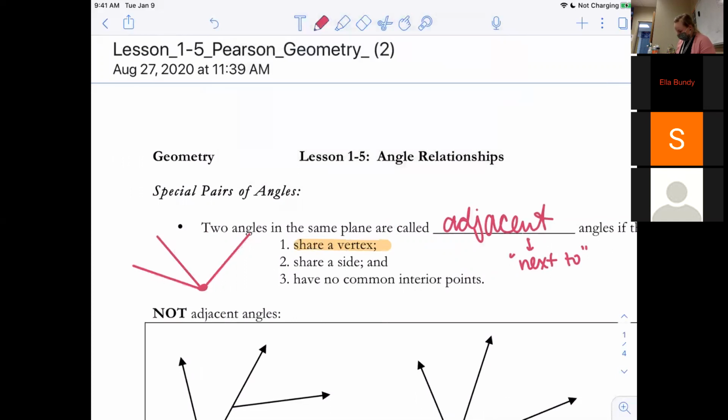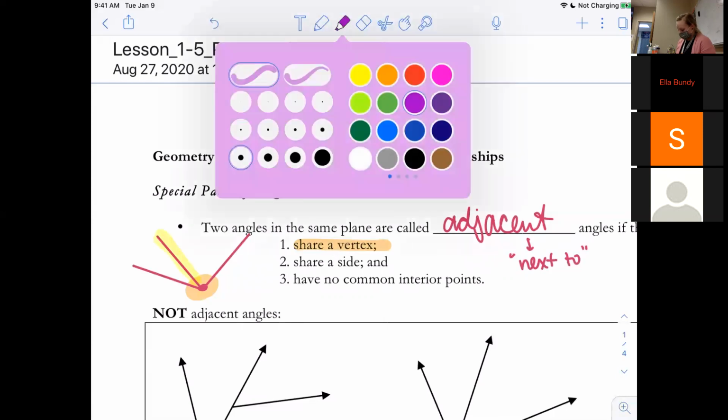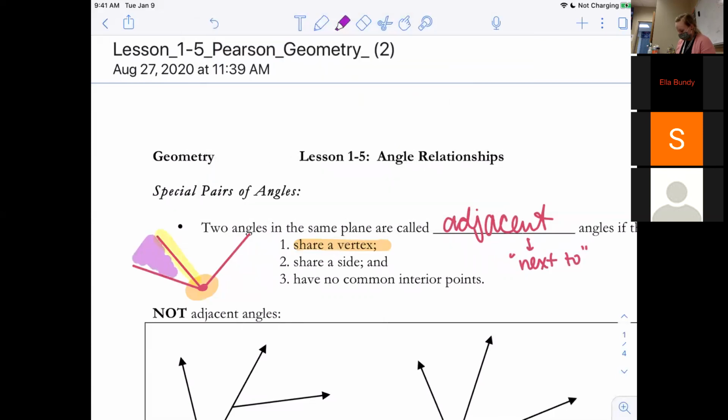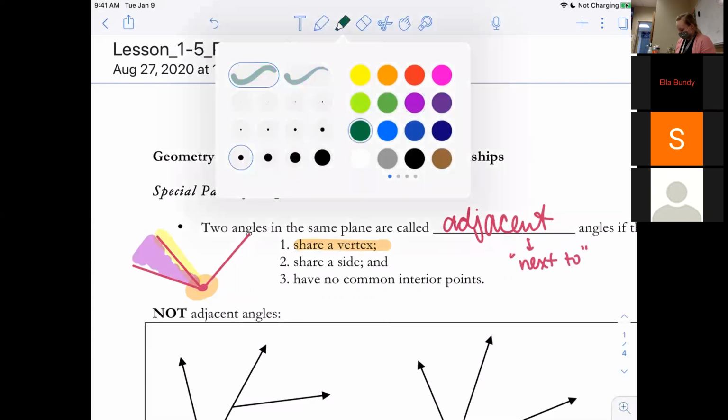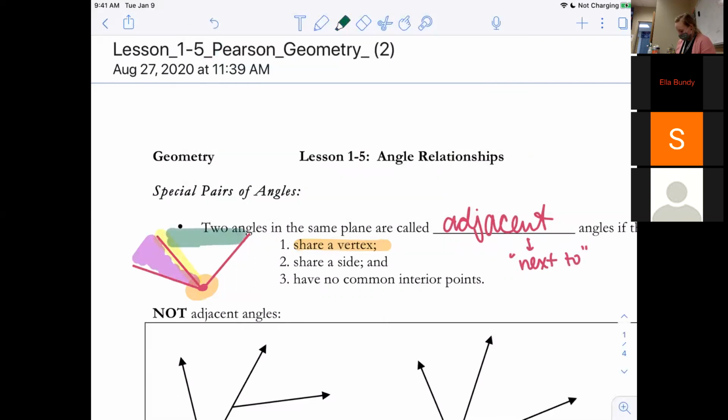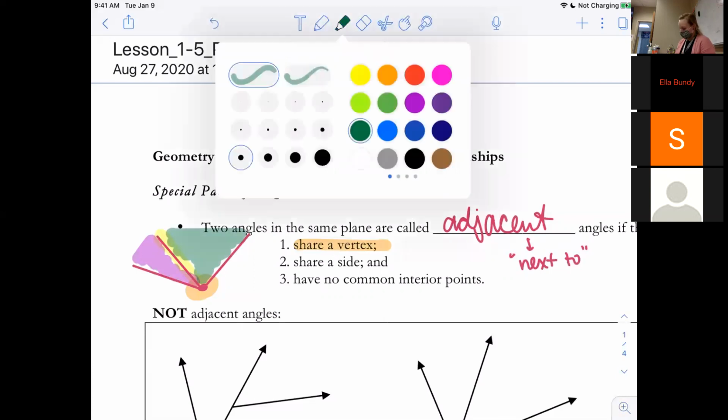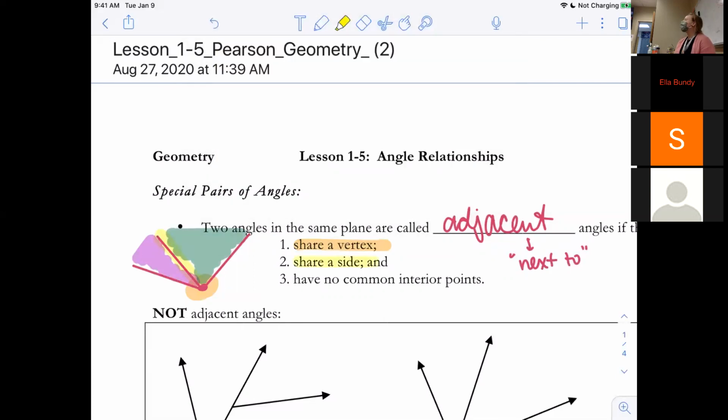Okay, that's a little bit better. These share a vertex, see that they're at this common point there, and they also have a side in common. This side right here is shared, and let's shade just so we can know what we're talking about. I've got this purple angle right here, and I've got a green one over here. They share the vertex, which is orange, and they share the side, which is yellow. And then they have no common interior points.